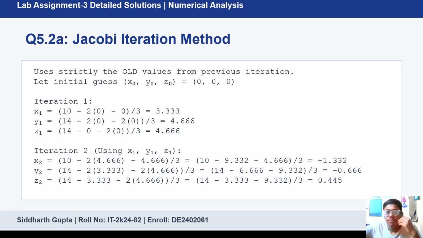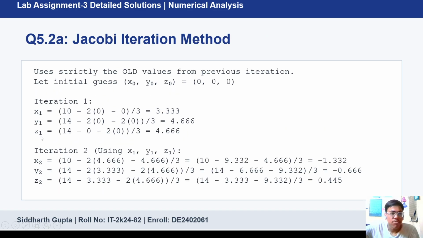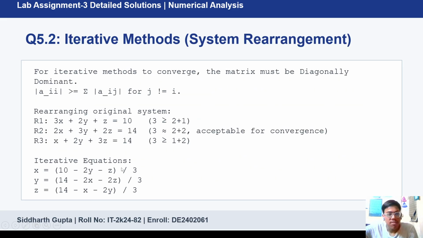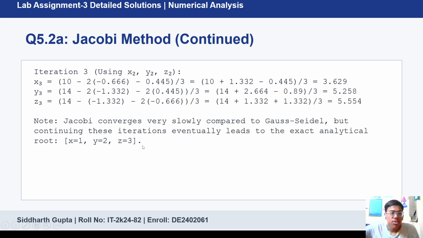We will initialize x0, y0, and z0 to 0, 0, 0. Now for the first iteration, put these values in the right-hand sides and find the values of x1, y1, z1. Now put these x1, y1, z1 again here, and you will find x2, y2, z2. Now put these x2, y2, z2 again here, and you will find x3, y3, z3.